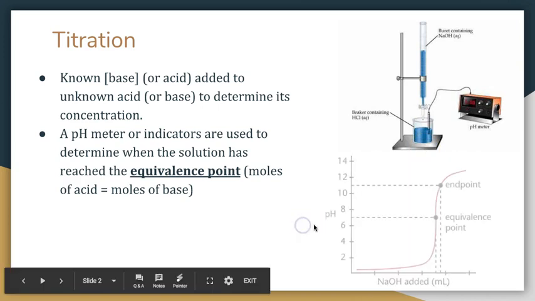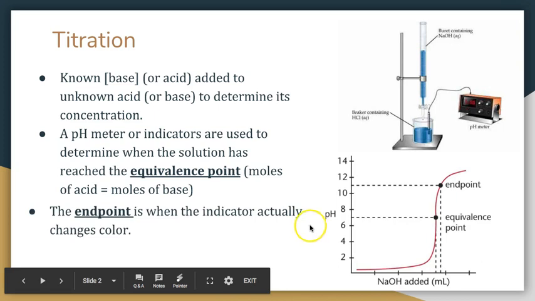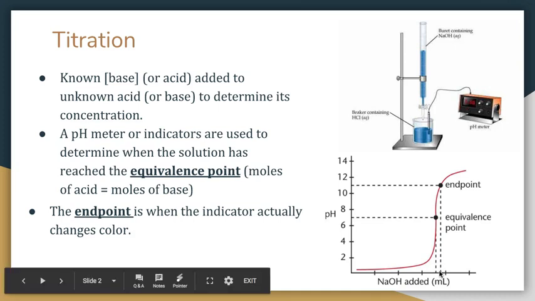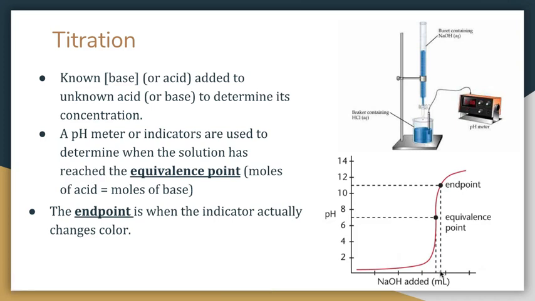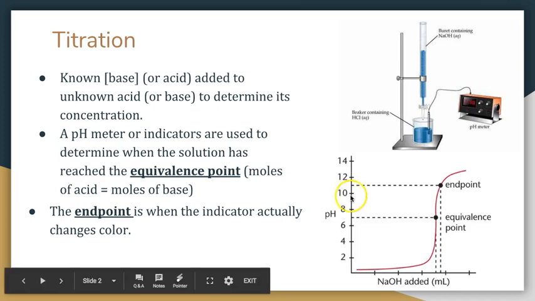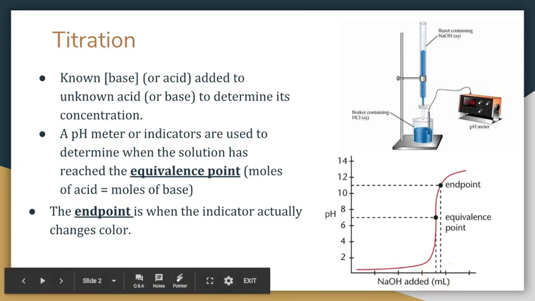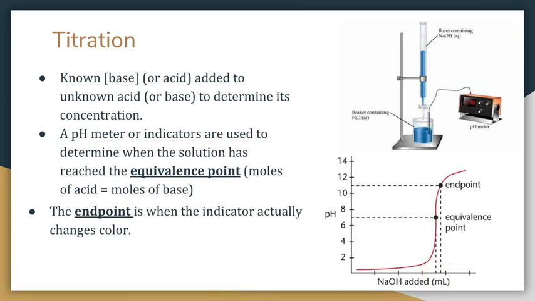Now, there's also what's called an endpoint. And the endpoint is where the color actually starts to change. So that's applicable to when you're using a color indicator. If you look at the way this curve is shaped, the endpoint is actually very far from the equivalence point in terms of pH, but because it's so close to the equivalence point in terms of volume, it is actually a pretty good way to do the titration. So even if your indicator is changing color at about a pH of 10, that's going to be so close to the volume of where the equivalence point was that it's close enough for our purposes, essentially.